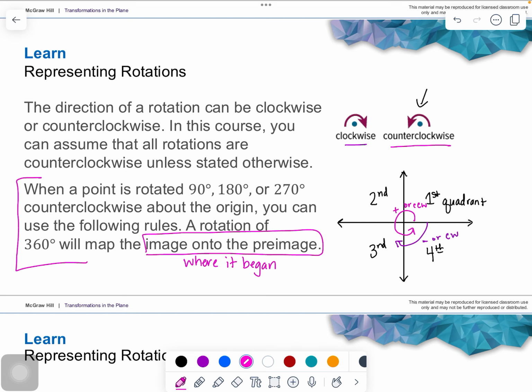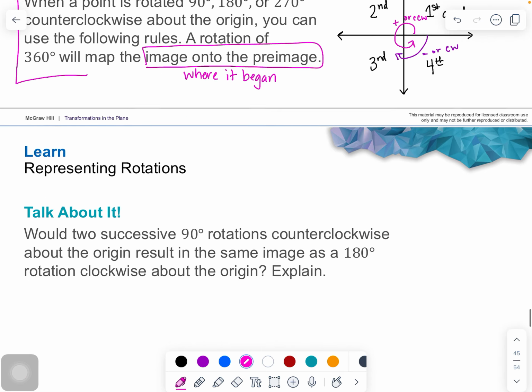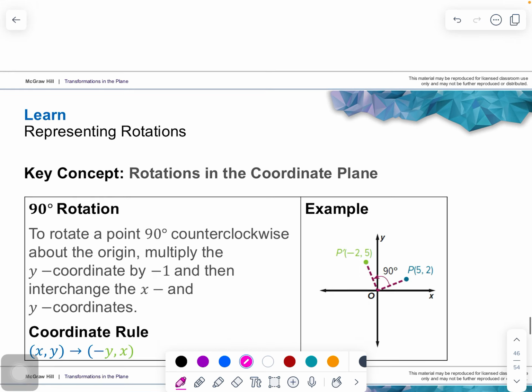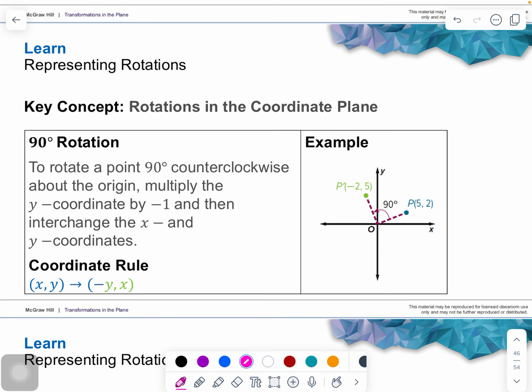All right, so let's look at that 90, 180, or 270 counterclockwise. Let's look at those rules. Okay, 90-degree rotation. When you rotate 90 degrees, what you're going to do is multiply the y-coordinate by -1 and then flip it with the x-coordinate. So this is what that rule looks like, and this is what it looks like in reality there.